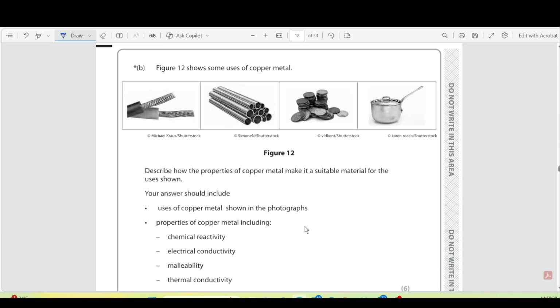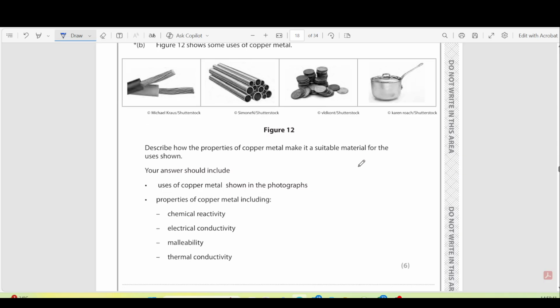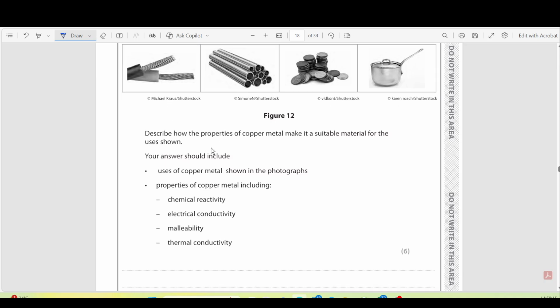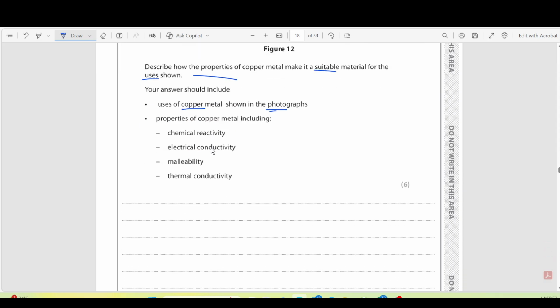Next is this one. It is showing some uses of copper metal. In the picture we can see wires, cooking, coins, and pipes. Describe how the properties of copper make it suitable for these uses. Your answer should include the uses of copper shown in the photographs, and the properties should include these.